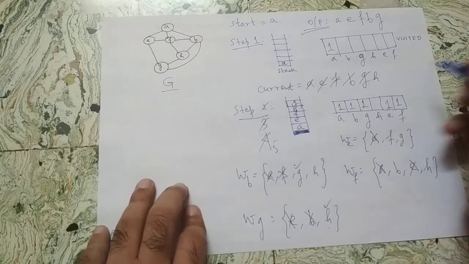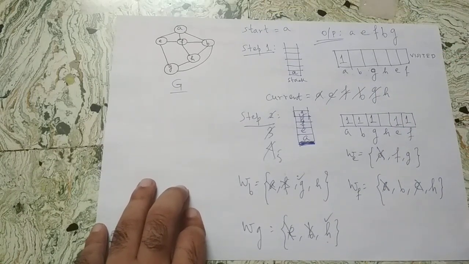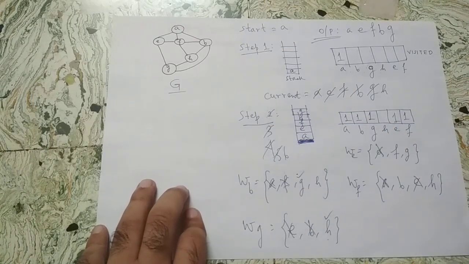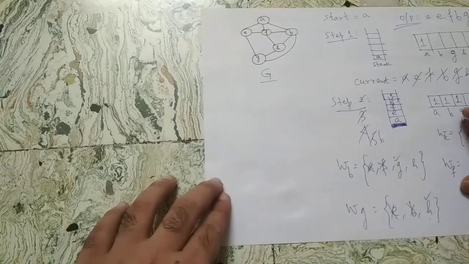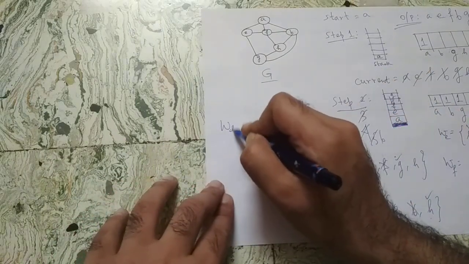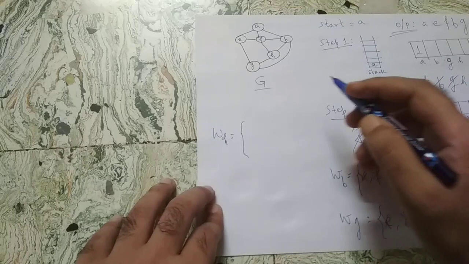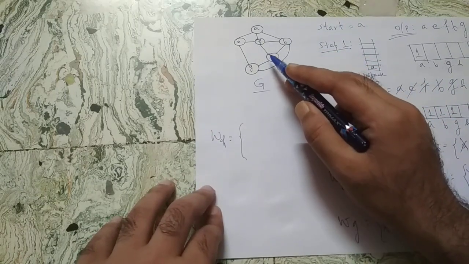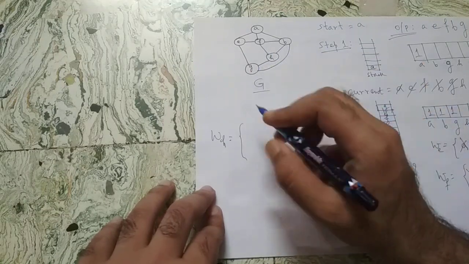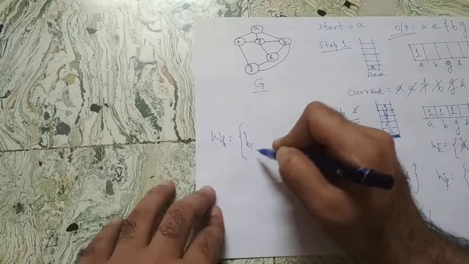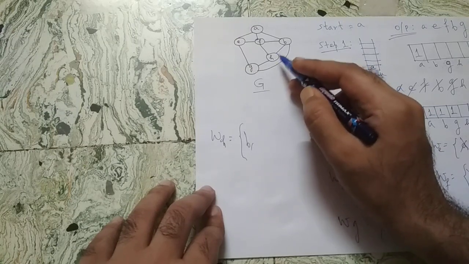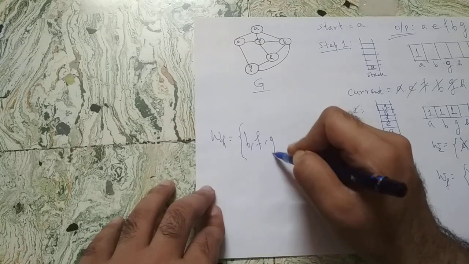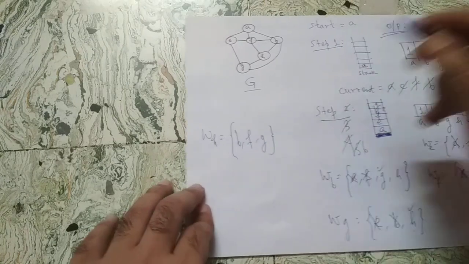So H becomes my current vertex. Now I'll move on to step 6, and I'll look at the adjacent vertices of H. So what are the adjacent vertices of vertex H? I find that H is adjacent to F, B, and G. See, F, B, and G have direct links with H. So B, F, and G are the adjacent vertices of H.